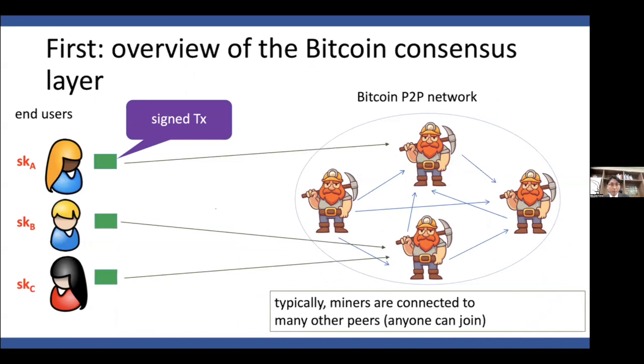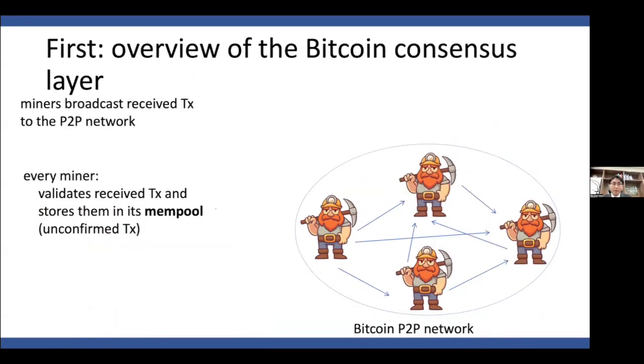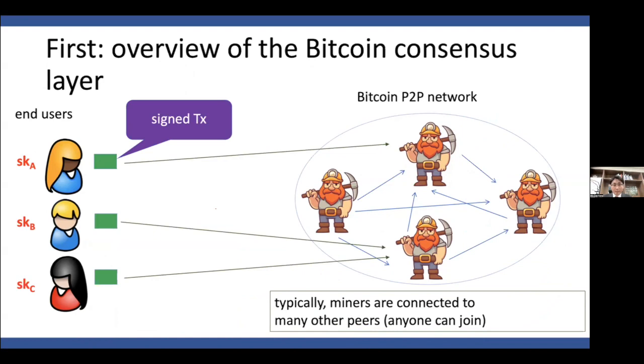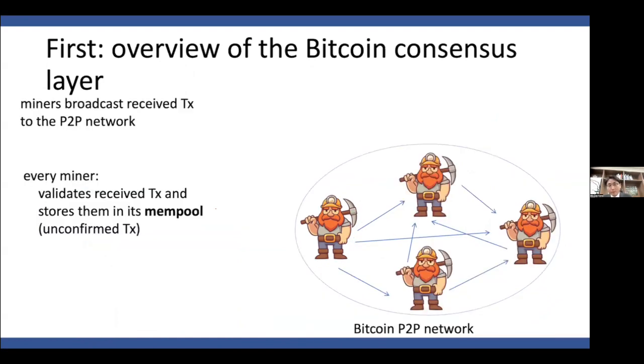Now you understand the signed transactions. People are sending signed transactions to the miners in the Bitcoin P2P network, and when they do that, they are doing this through the peer-to-peer network of Bitcoin, which I will explain in a little more detail later, but just assume that they are super well connected to each other.